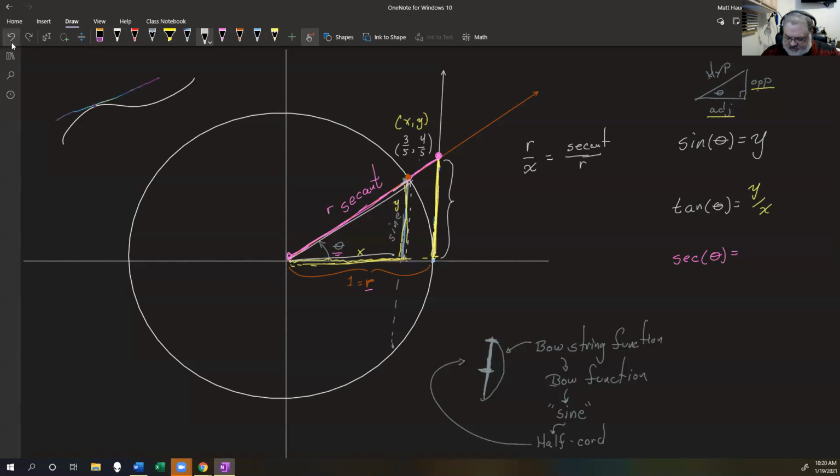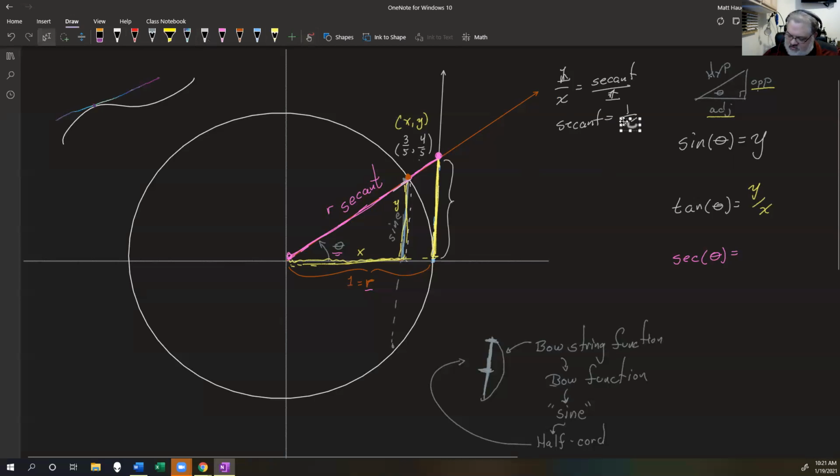Now, you don't have to memorize all these constructions, obviously. Get rid of some of those lines so my diagram doesn't go crazy. But if you simplify that, notice it was r over x equals the secant length over r. Is that right? Well, those r's are just ones because that's our radius of 1. So, gosh, our secant just turns into 1 over x. All right. 1 over x.